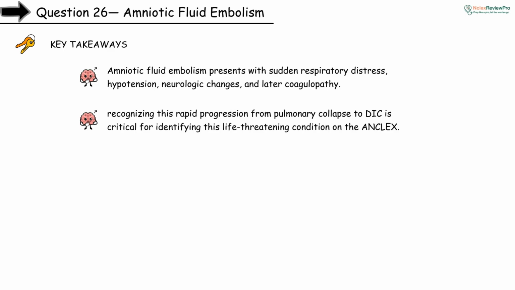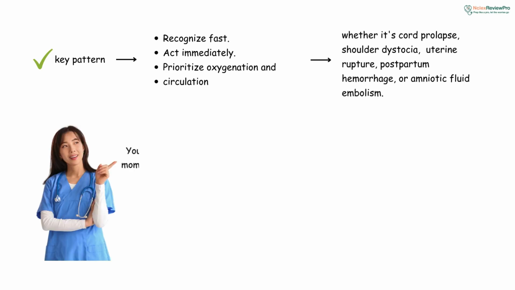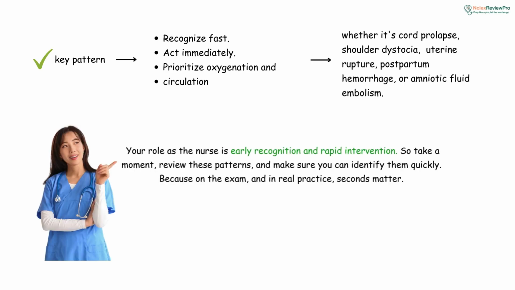These are some of the highest risk, time-sensitive situations you'll see on the NCLEX. The key pattern to remember is this: recognize fast, act immediately, prioritize oxygenation and circulation. Whether it's cord prolapse, shoulder dystocia, uterine rupture, postpartum hemorrhage, or amniotic fluid embolism, your role as the nurse is early recognition and rapid intervention. So take a moment, review these patterns, and make sure you can identify them quickly. Because on the exam, and in real practice, seconds matter. Now let's move forward to the next section.